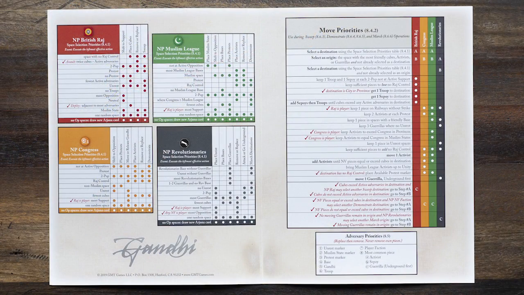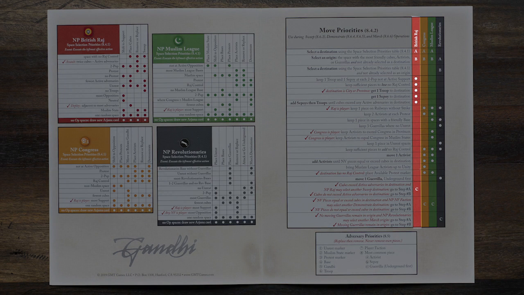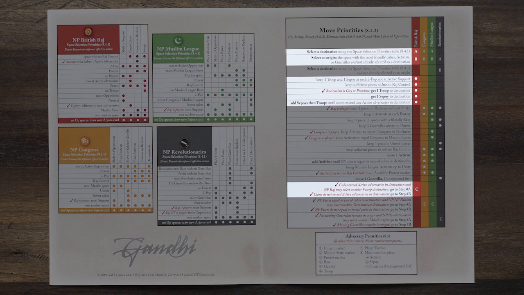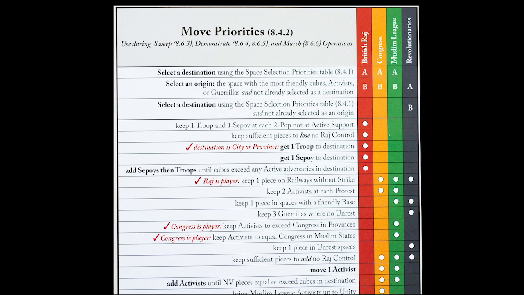Let's bring up the non-player A card and take a look inside. On the right you'll see the move priorities box, and at first glance it looks more complicated than it really is. But like the space selection priorities tables on the left, we're only going to be dealing with the column on the right that corresponds to the faction that we're running. In this case, just the British Raj column. Within that column, just the rows that are lettered and the rows that have dots. The lettered rows help you select your destination and your origin, and the dots are the criteria for how those pieces will move.